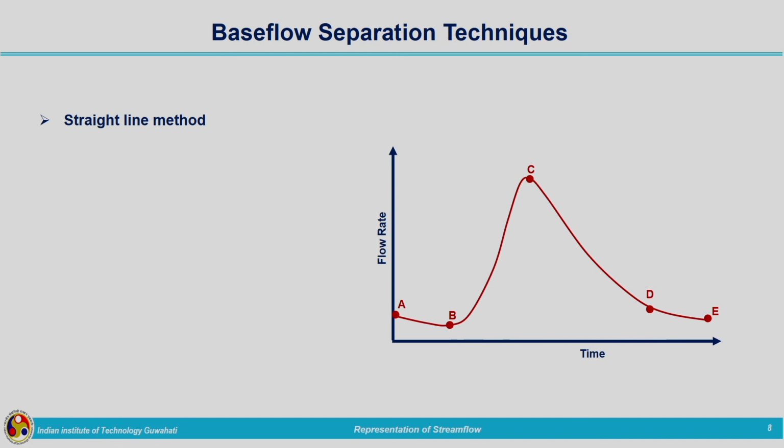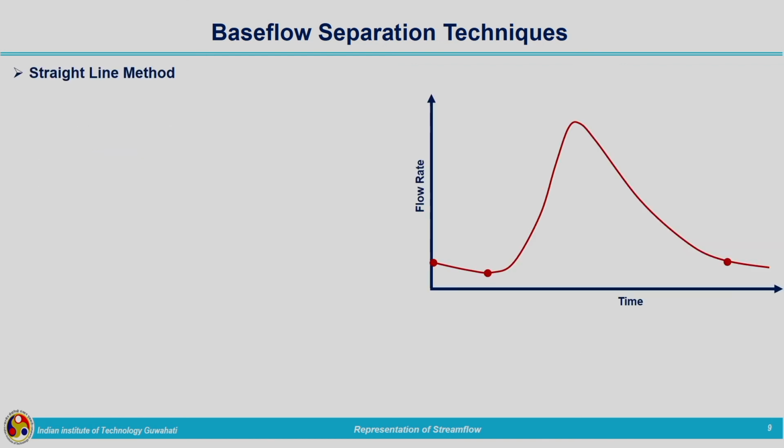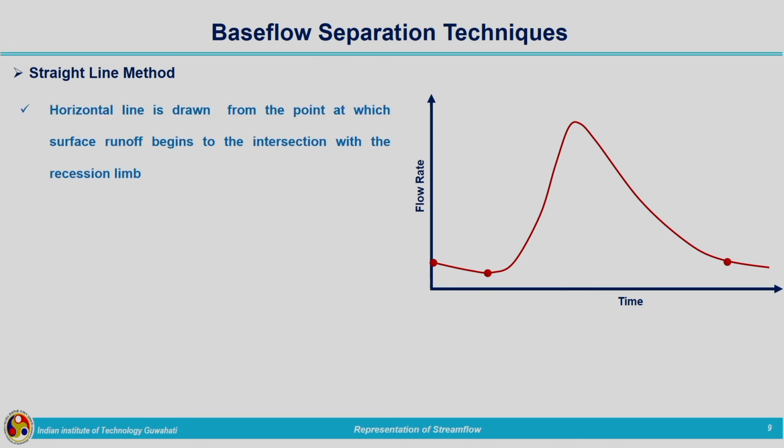Now, let us move on to base flow separation techniques. Different techniques are the straight line method, fixed base length method, variable slope method. So, we are having the storm hydrograph over here, and let us see different methods for separating the base flow from direct runoff. First one is the straight line method. In this, what we are doing, a horizontal line is drawn from the point at which surface runoff begins to the intersection with the recession limb.